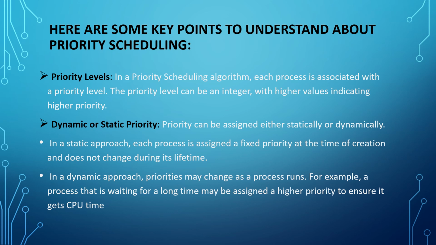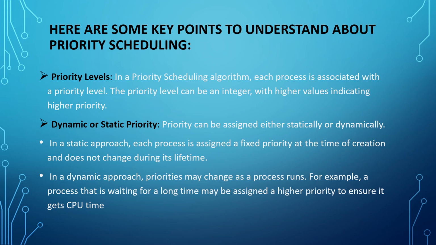Dynamic or static priority. Priority can be assigned either statically or dynamically. In a static approach, each process is assigned a fixed priority at the time of creation and it does not change during its lifetime. That means if we allocate a specific priority level to a process, it cannot change during its lifetime. Even though it wants to change, the priority level can't be changed until the process is terminated.